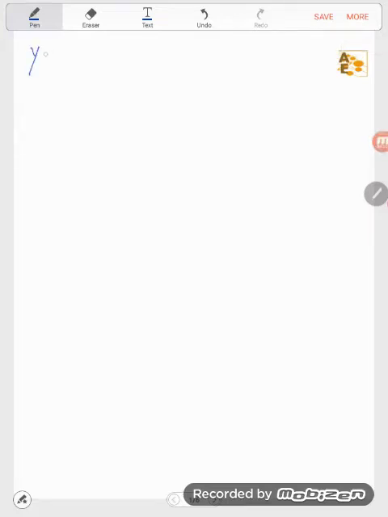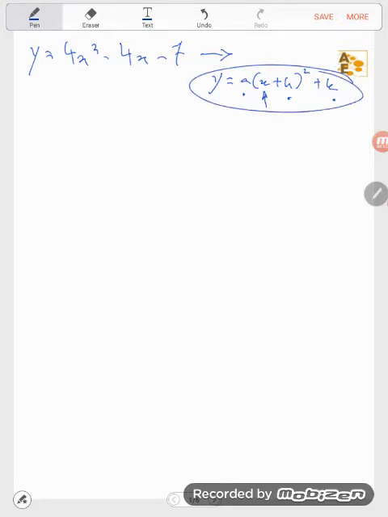She gave me this y equal to 4x squared minus 4x minus 7, and you're supposed to change this into the completed square version, which is in the form of y equal to a bracket x plus h bracket square plus k, where your a, your h, and your k are your constants and your x is your variable. Okay, we're going to change this into this complete the square version.